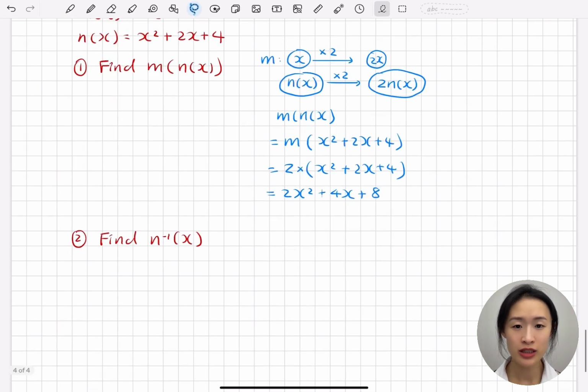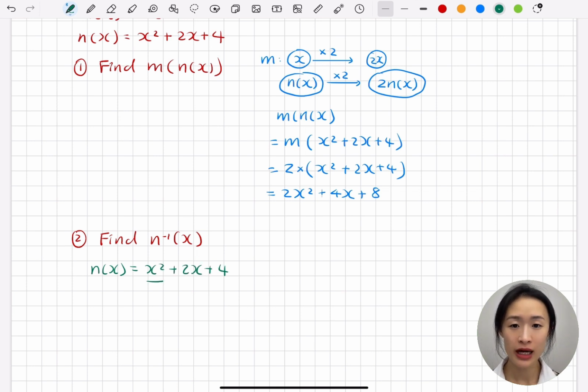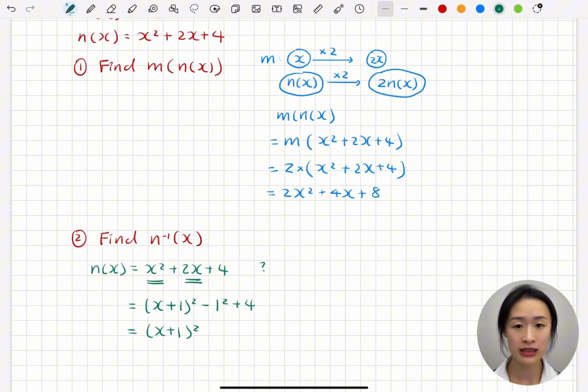The next question is to find the inverse of n. So n(x) is x squared plus 2x plus 4. As we can see, there are two copies of x squared and also plus 2x. So what I need to do is to complete the square. By completing the square, I will be able to write the equation x squared plus 2x plus 4 as (x plus 1) squared plus 3.